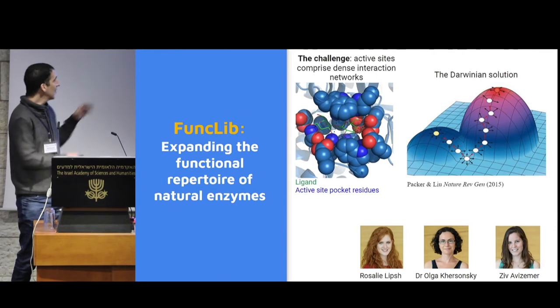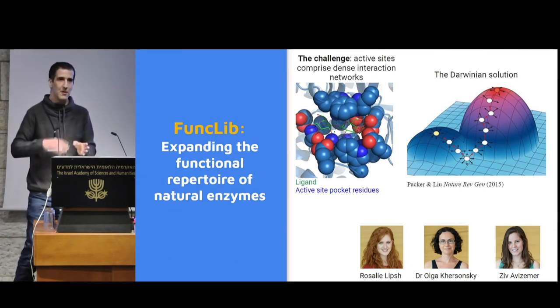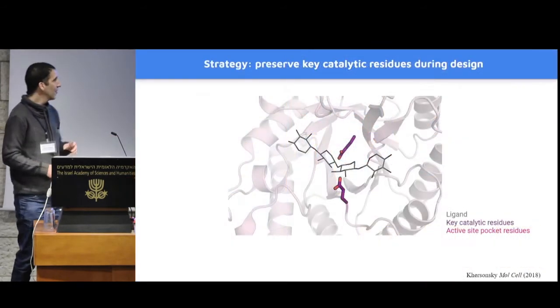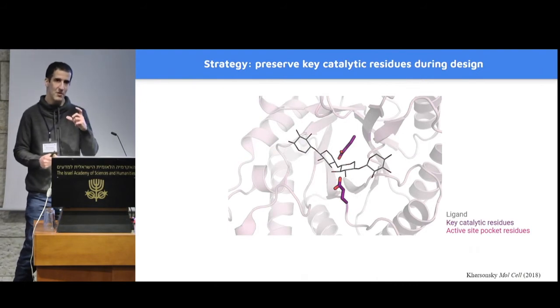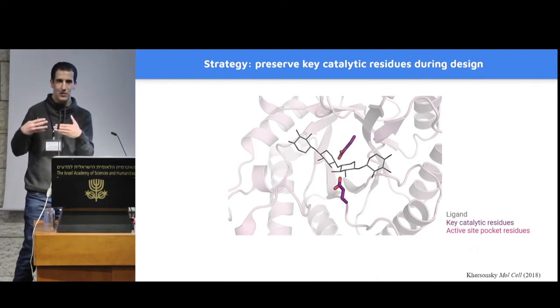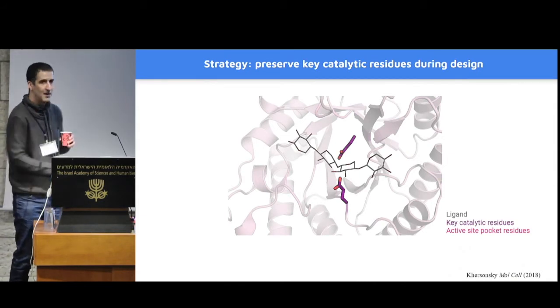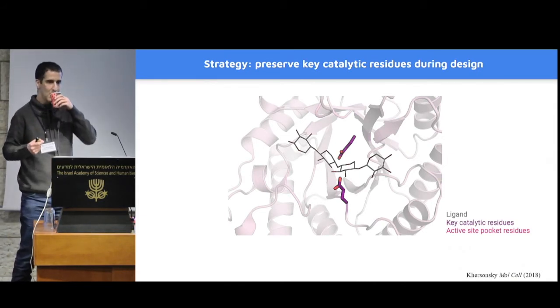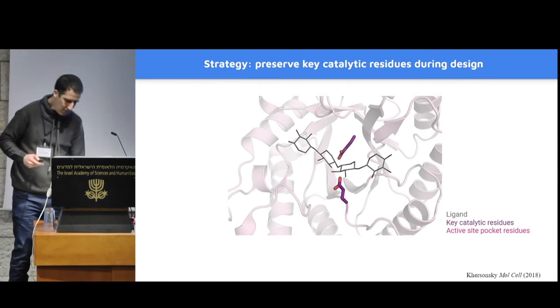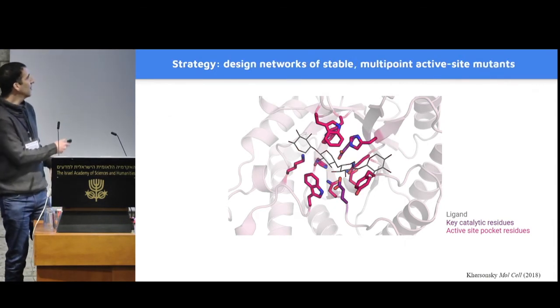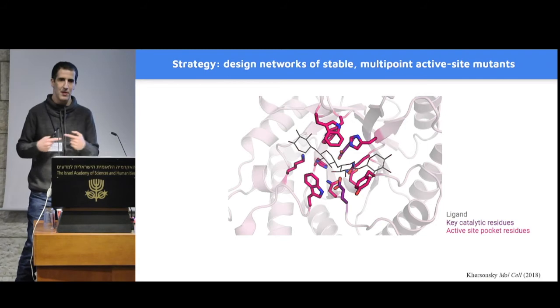We asked the question in this method called FuncLib whether computational design could jump over such fitness valleys between activity peaks. So we start the design process by freezing both the sequence and the conformation of the absolutely crucial amino acids within the active site pocket. These are the residues that are responsible for the catalytic step. And we want to diversify all of the other amino acids within the pocket.